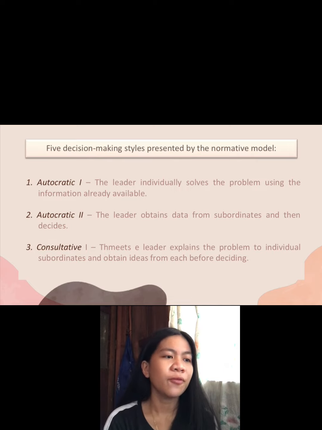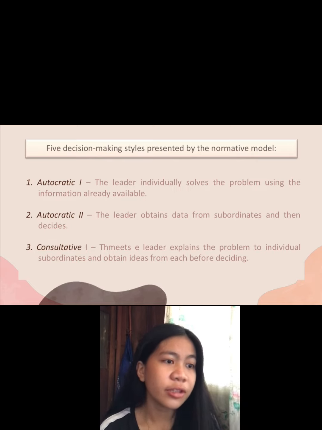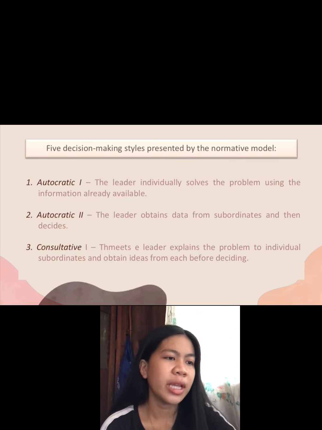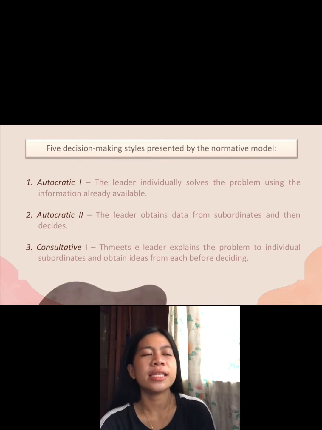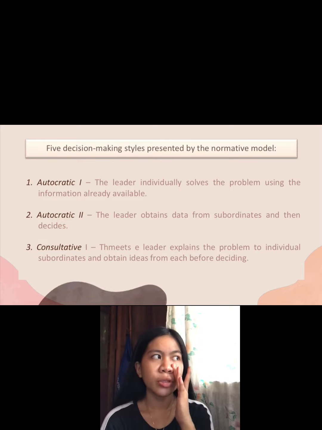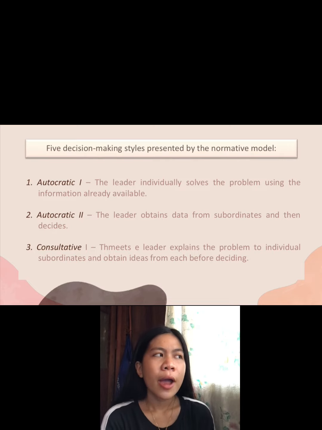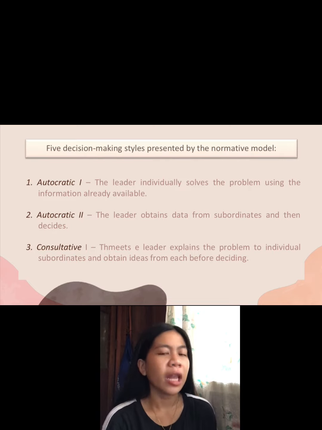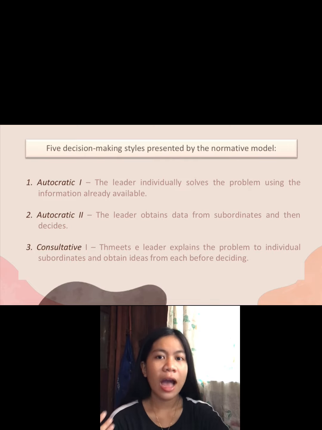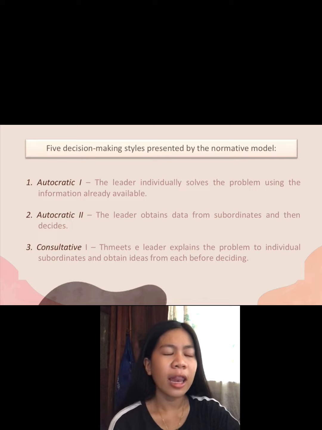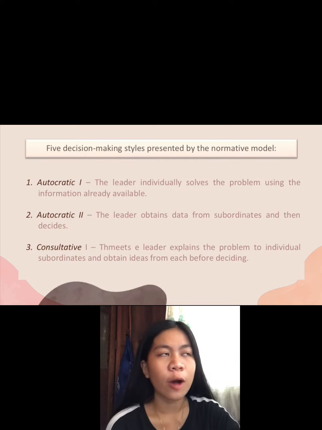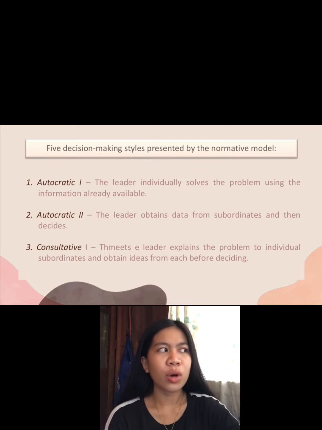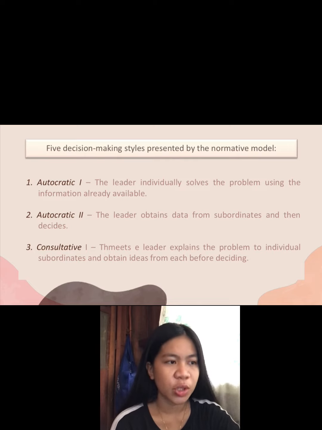The third one is the consultative one. The leader explains the problem to individual subordinates and obtain ideas from each before deciding. So, meron kasing process na tinatawag na iniisa-isa ng mga leaders yung subordinates. Kasi nga, may mga time kasi na pag you are surrounded by a lot of people, you will not be able to have the complete focus. Kasi nga, a lot of suggestions are introduced to you. So, it is actually good if isa-isahin mo silang kausapin so that you will be able to comprehend all of those suggestions coming from that one person and then to another again.